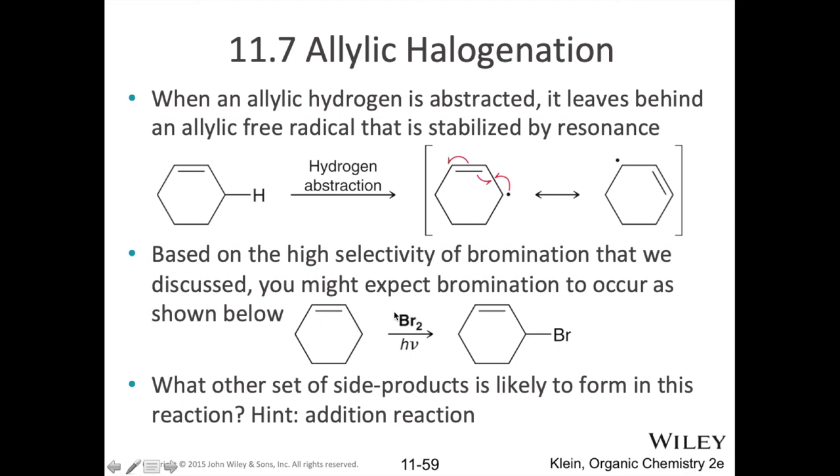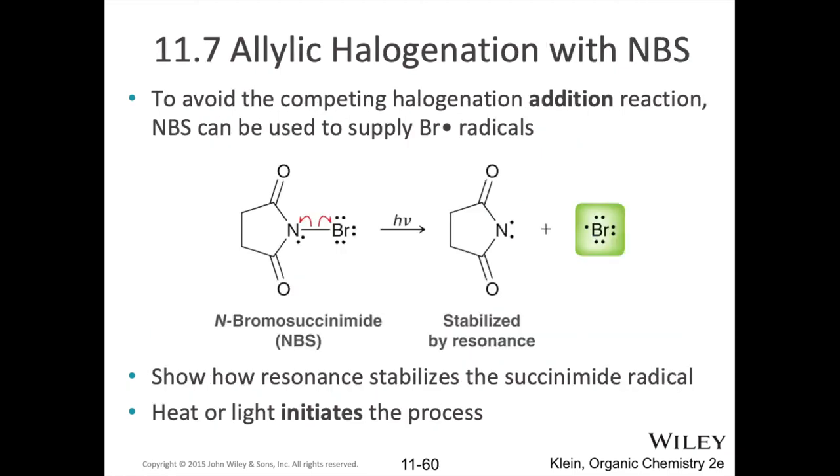So that's something to watch out for if you're doing this reaction in real life and considering synthetic applications. Now, to avoid getting the addition reaction: even in the light, you still have bromine molecules that can do that addition reaction, and that's going to give you a competing product and therefore decrease your yield of the product you want. So one way to avoid this is to provide bromine radicals exclusively. Don't use bromine, which can undergo that addition reaction, but instead provide bromine radicals directly.